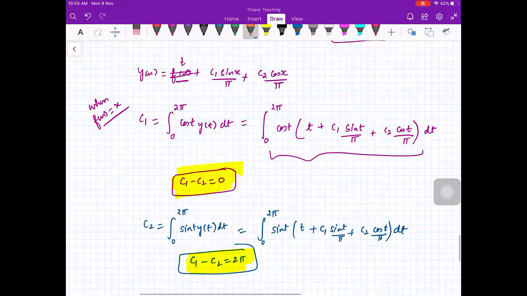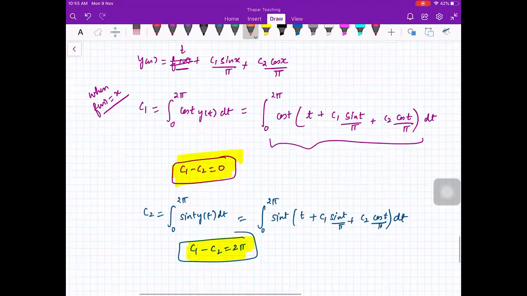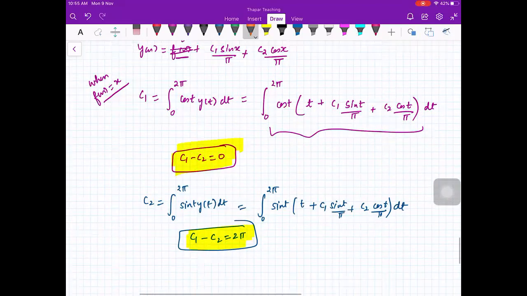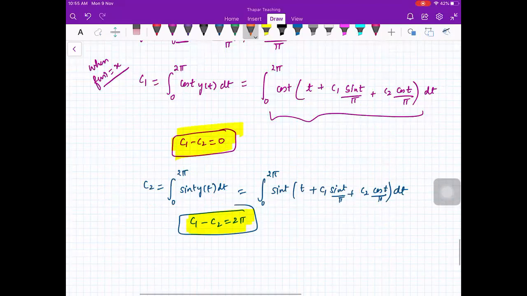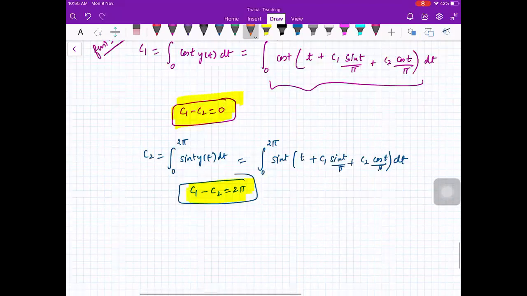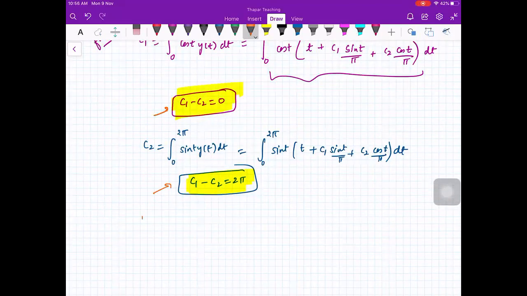Okay. So because ultimately you'll get a system of linear equations, and you already know how to see whether the system of linear equations has a solution or not. So since there is no solution for C1 and C2, therefore, for f of x is equal to x, the given integral equation has no solution. Clear, beta? Yes, ma'am.